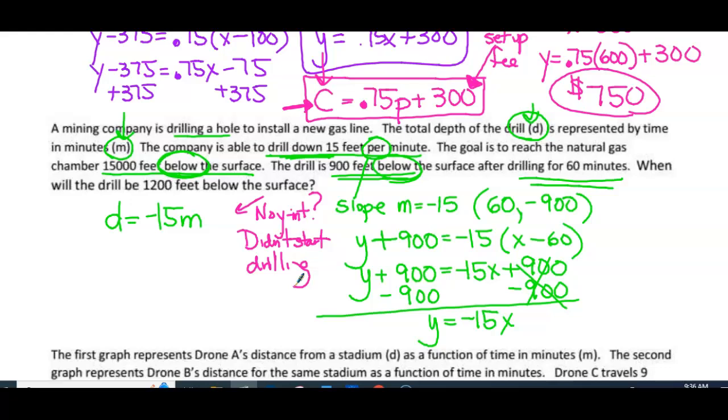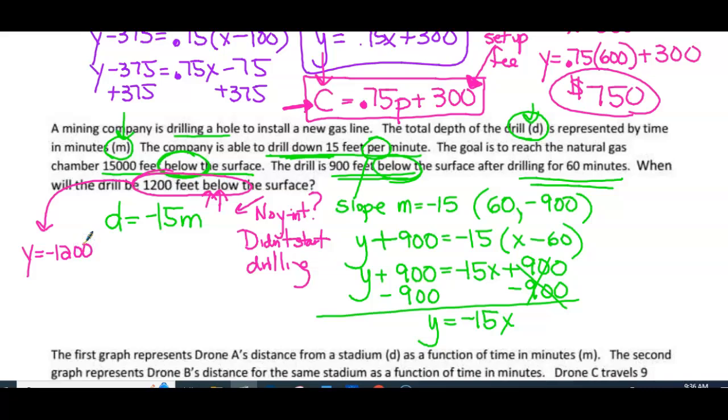So we have one last part in this question. It says, when will the drill be 1,200 feet, there's that word again, below the surface? If they are below the surface, that's negative. But we have to figure out, is this 1,200 feet the x or the y? That is the y value. So we're going to look for y equals negative 1,200.